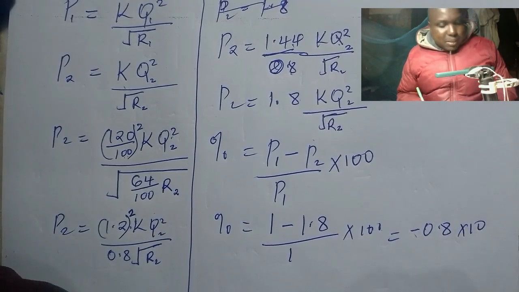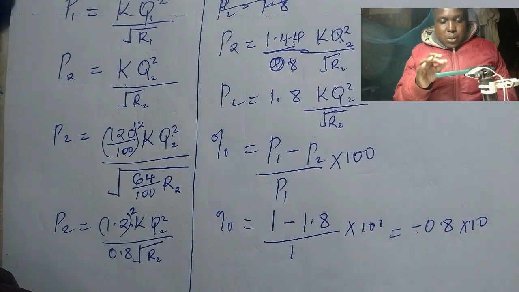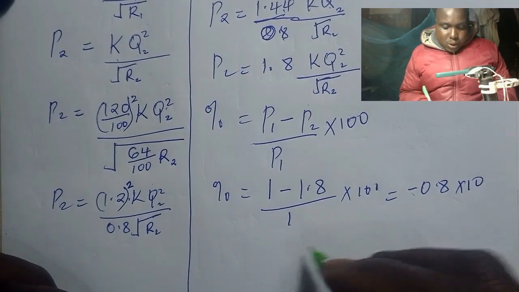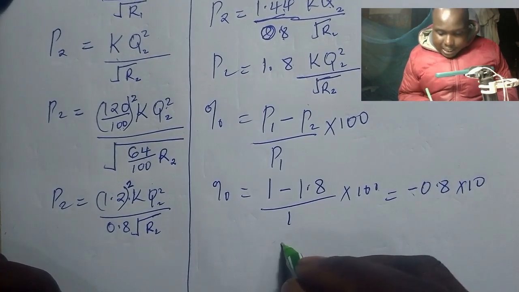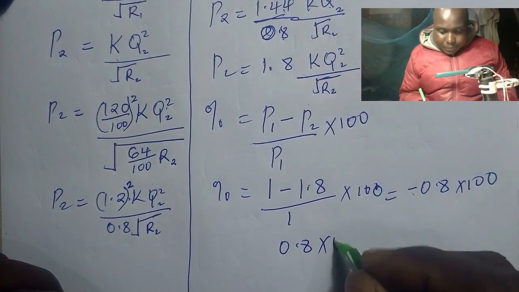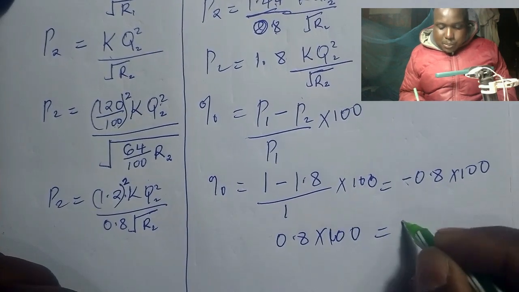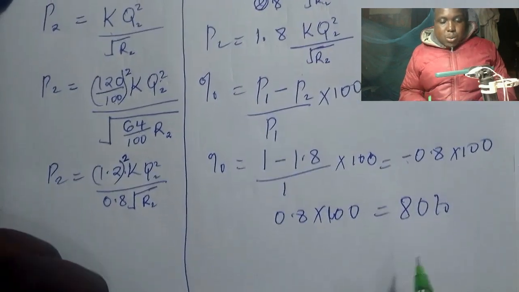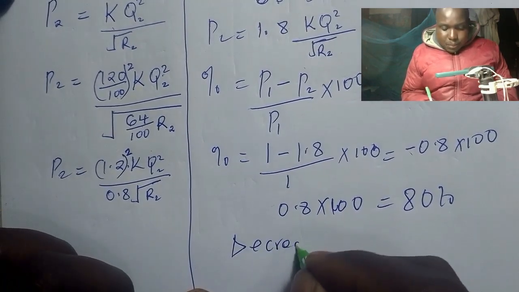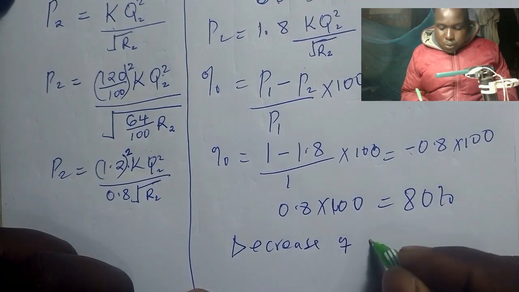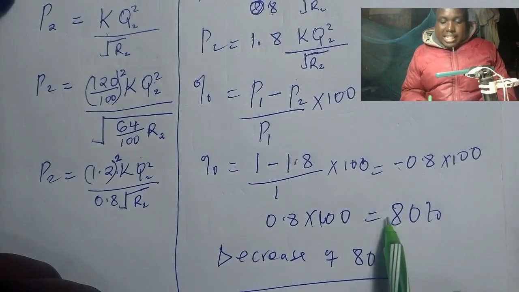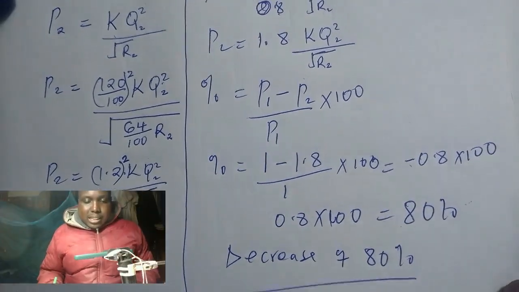So when it is negative, it means it was a decrease. When it is negative, it means it was a decrease. So we are going to have now a 0.8 times 100, and that one will give you 80%. So because it was negative, then you say a decrease of 80%, a decrease of 80%. You don't write negative 80. No, you write it as a decrease.